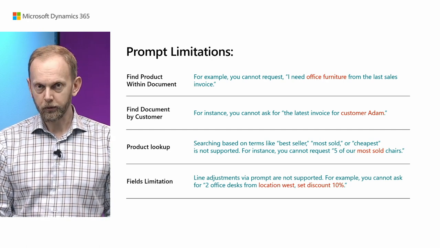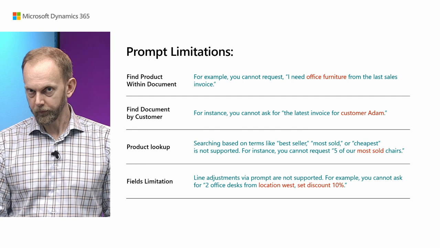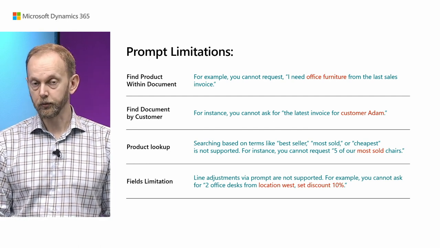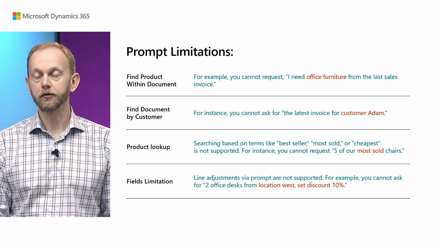Also, you cannot use a prompt to do adjustment of the line. So, you cannot modify or decide that you want some products from specific locations. Location will be inherited from the header or from the product itself, depending on the setup. Or you can specify that and give some discount. Again, the discount will be calculated automatically. All right, now you know about the Copilot capability which helps you to deal with sales lines.